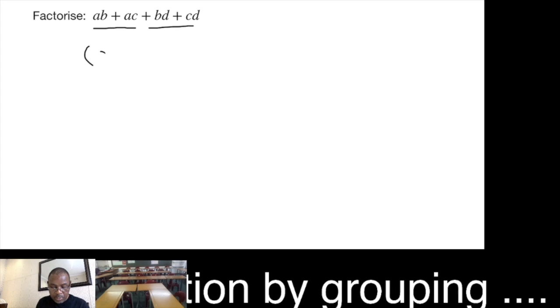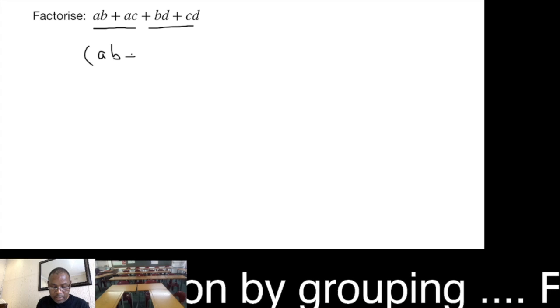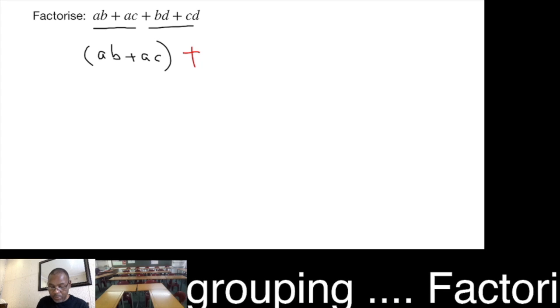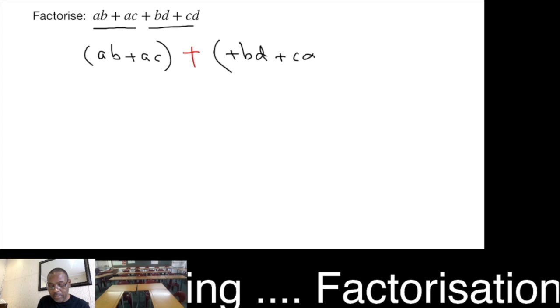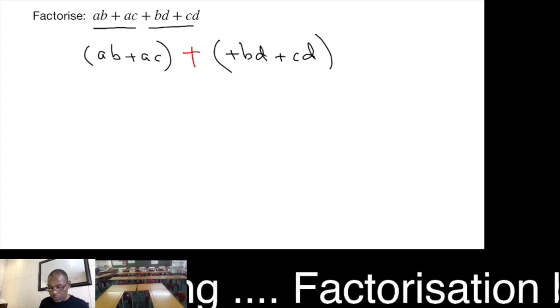So the first pair, AB plus AC, can be put inside a bracket as it is. But if I do that, then I need to make sure there is a plus sign written there. Then I need to copy down the last 2 terms just as they are. So this is plus BD plus CD. Then we're going to factorize.